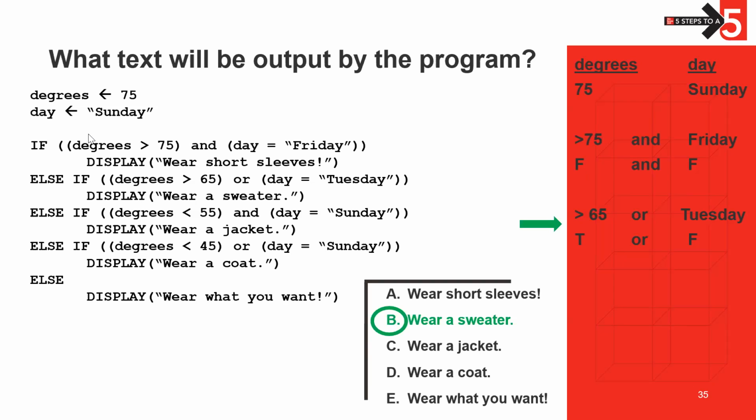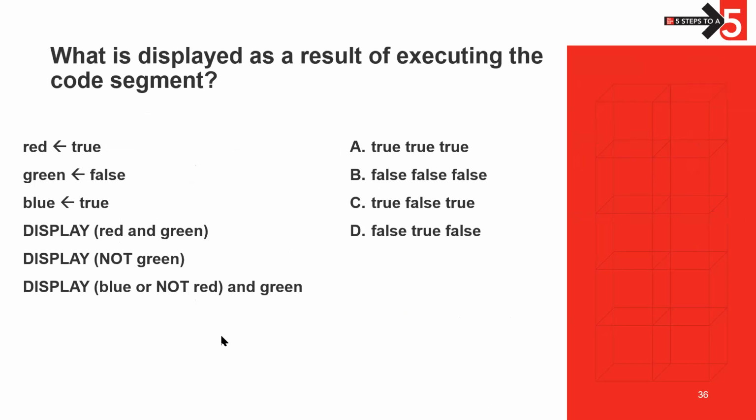So it is not this first condition. Let's look at the next one. So is 75 greater than 65? Why, yes, it is. So we have true for that side. And then we have an or. So we really already know our whole condition is true because we have at least one part, one operand on the or statement is true. So we have true or, and in this case, false because our day is Sunday, but it's okay. The whole thing is true and it's going to print out, wear a sweater. Okay, next question.